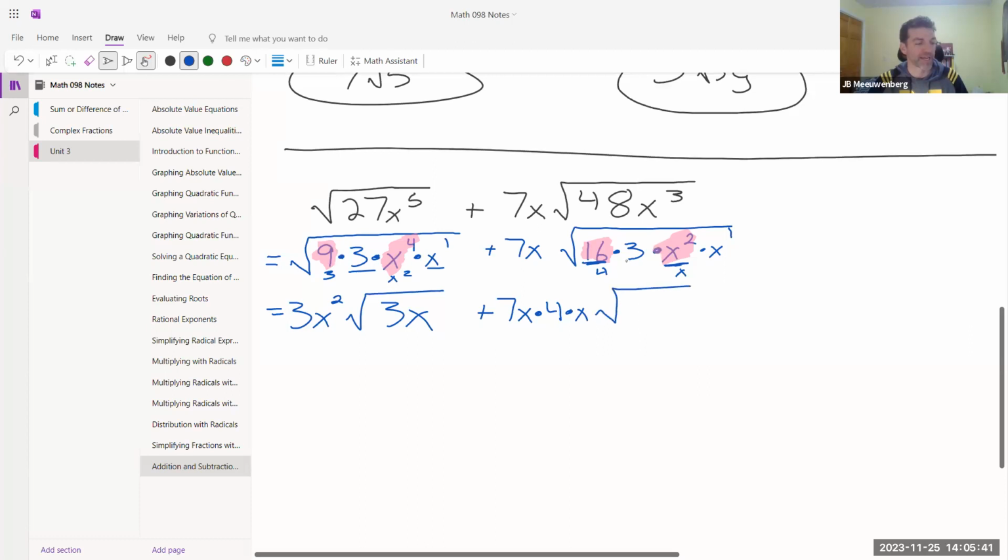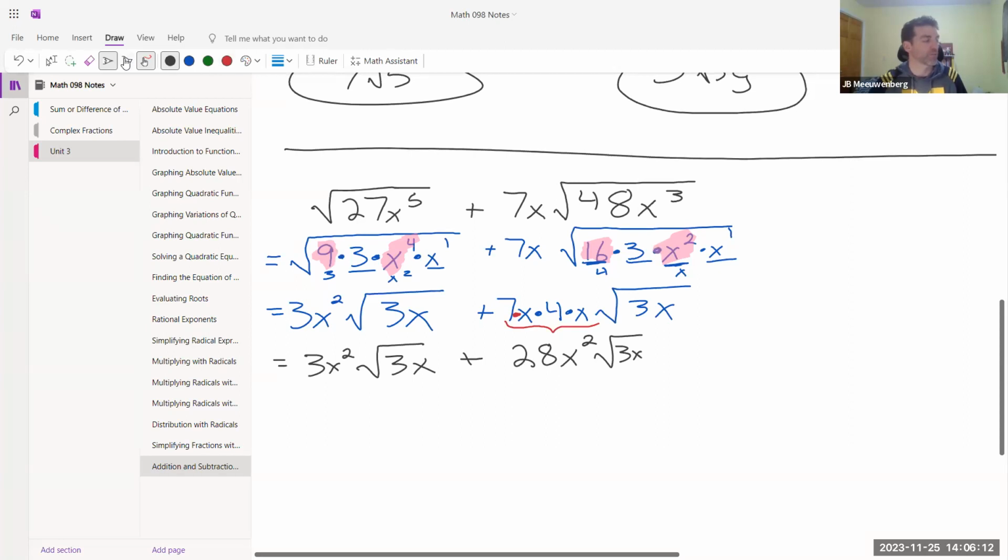What's left on the inside? 3 and x. Now I need to tidy this up, right? This says 7x times 4 times x. It's also 7 times x times 4 times x. But we need to just tidy that up, simplify it. 7 times 4 is 28. x times x is x squared. Sometimes we just need to clean things up before we move on. Just bringing this down. Okay.